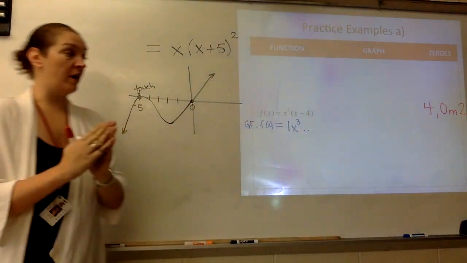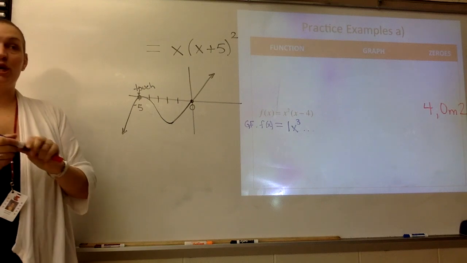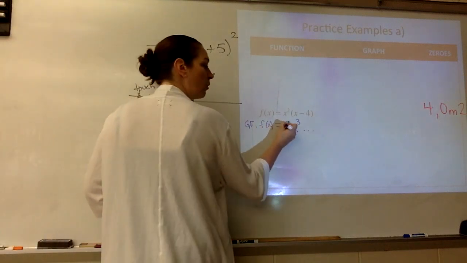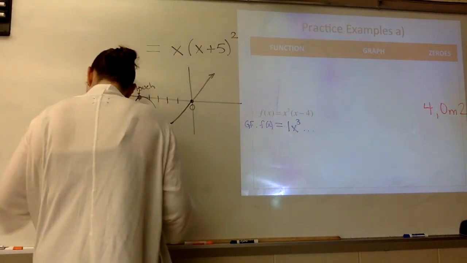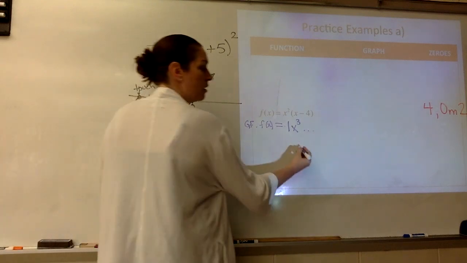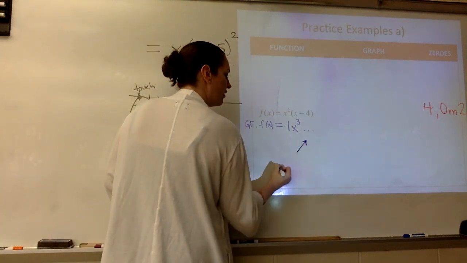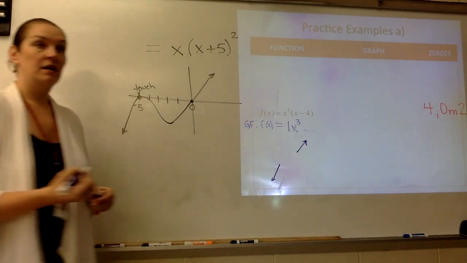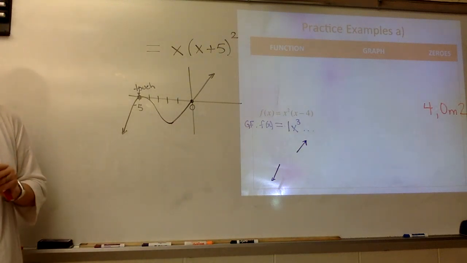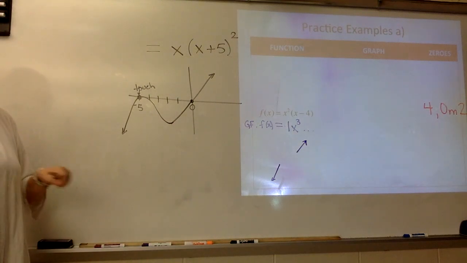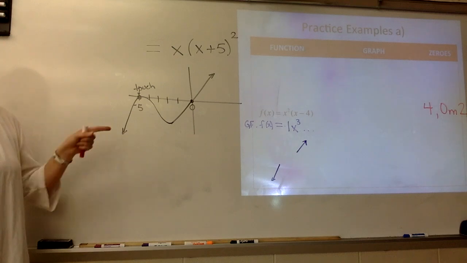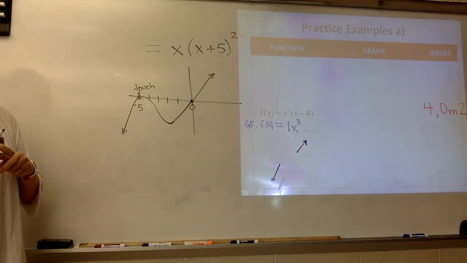Now, let's come back over here, because we're going to take these two pieces of information, and we're going to put them together to make our graph. If I have 1x cubed, since this is a positive one, I know that this is going to rise right and fall left, correct? It's going to look like x cubed, what I traditionally know, rise right, fall left. Positive 1 doesn't change that.